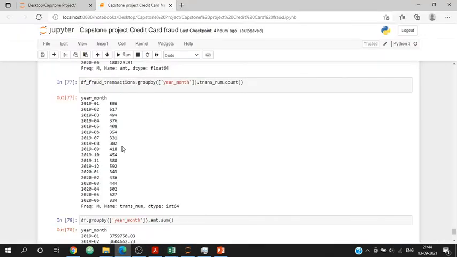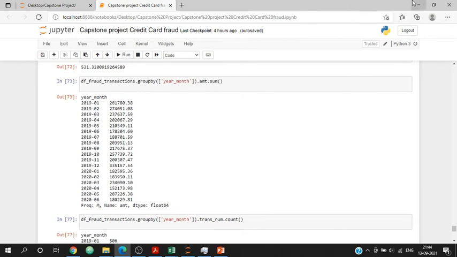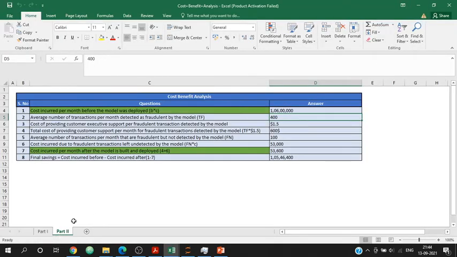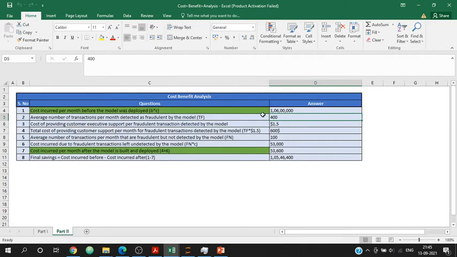So here you can see, the cost incurred is nothing but the multiplication of B and C. This is almost 6 lakhs, around 1 crore if you consider it over a whole year. The average number of transactions detected per month by the model is 400.